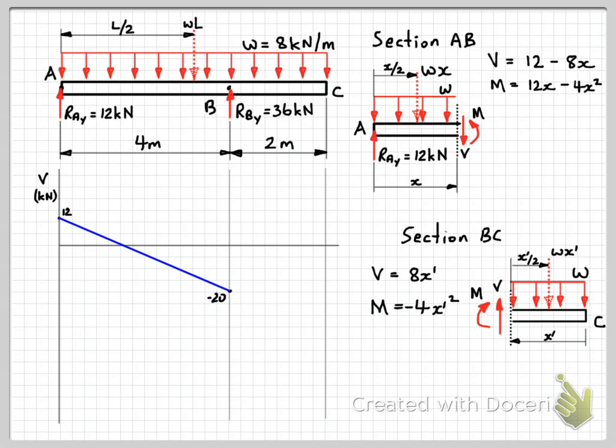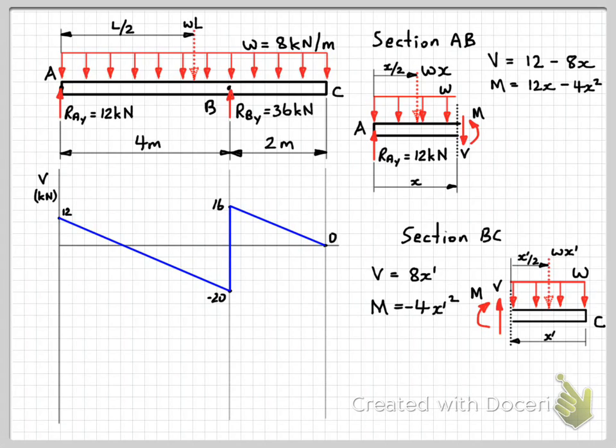Okay, so now looking at section BC, if we start with x dash equals 2, that gives us the shear force equals 16 kilonewtons, so we plotted that there, and for x dash equals 0, we get V equals 0. Once again we have a linear equation here, so we should expect a straight line between these 2 points, and that's what we can draw on our shear force diagram.